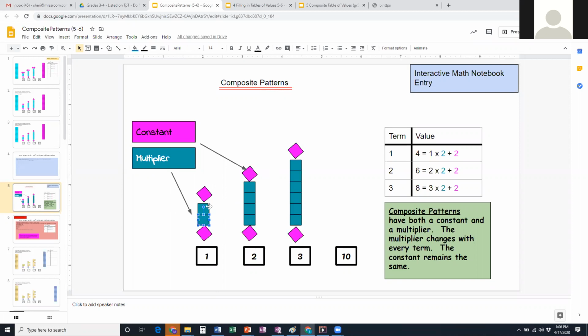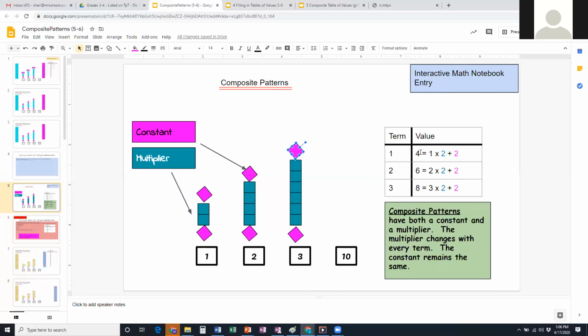But when we look at our teal tiles, there are 2 in the first term, but there are 4 in the second term. There are 6 in the third term. So if you are looking at these terms, you're going to notice that the multiplier is going to change. It will adjust as each term goes up. What is not going to change is that constant. So the constant will remain the same no matter what term we're on.